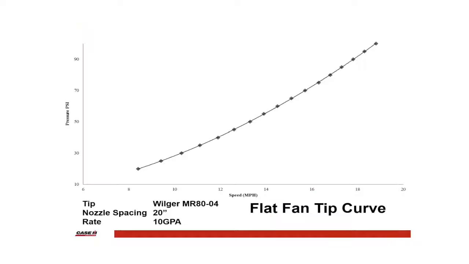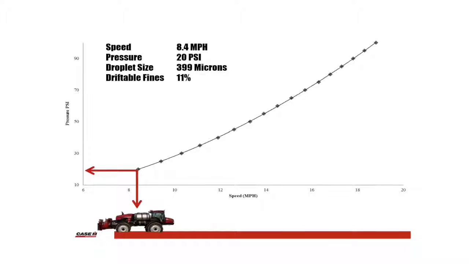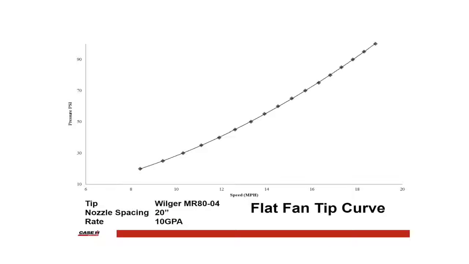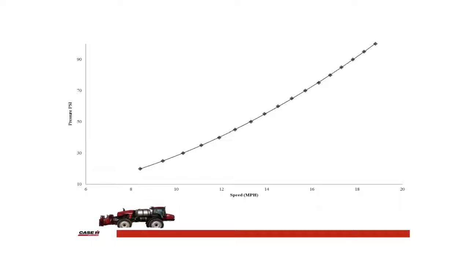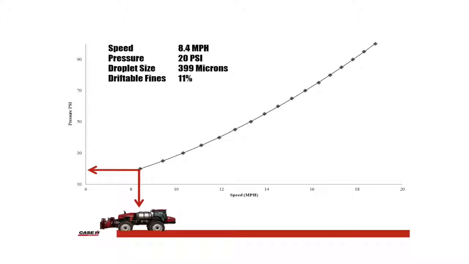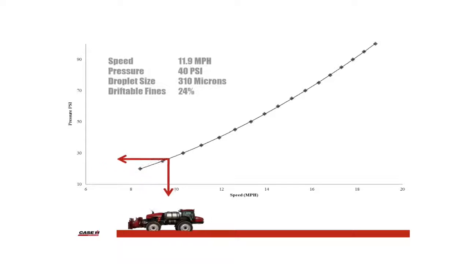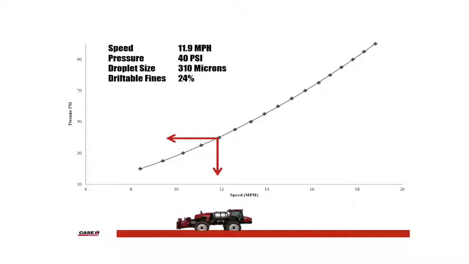In this animation, rate is being held constant at 10 gallons per acre. Notice as speed increases, pressure increases, and overall droplet size decreases, making driftable fines increase. Driftable fines are small, fine spray particles that have the potential to not hit the target plants and get carried away by the wind instead.